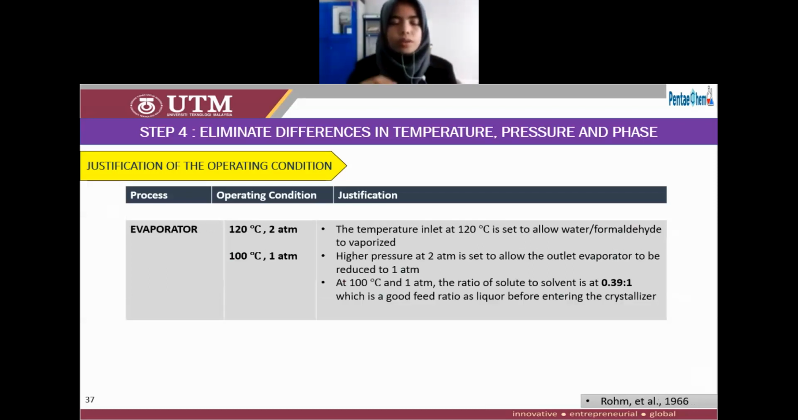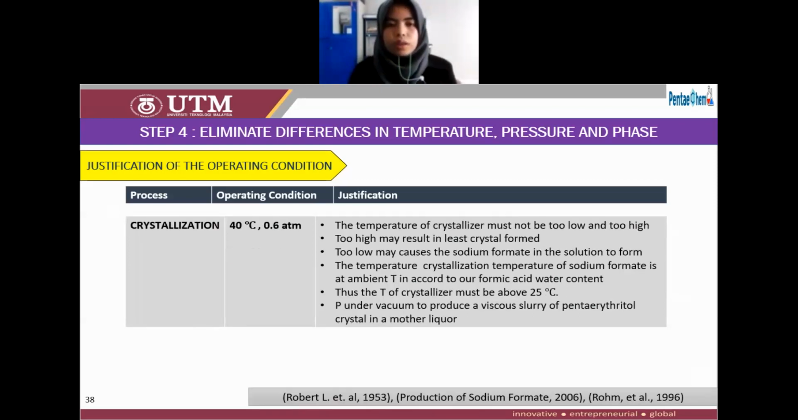amount of impurities. And for the evaporator, the temperature is 120 degrees C to allow water and formaldehyde to vaporize. And the 100 degrees C is because we want to obtain a good ratio of liquid before entering the crystallizer. For crystallization, the temperature is 40 degrees C because we want to gain the best crystal in terms of amount.